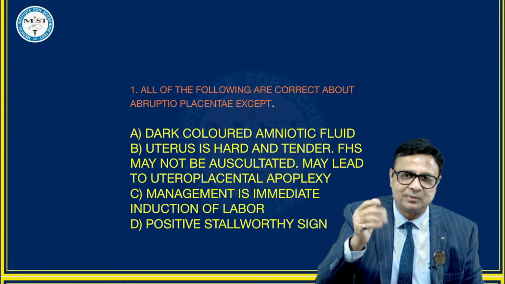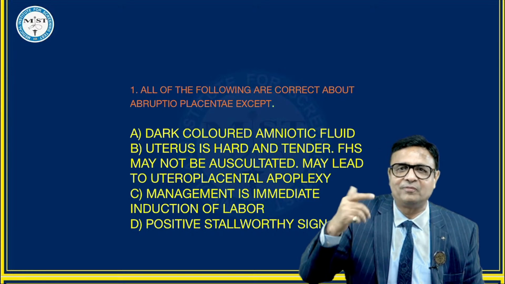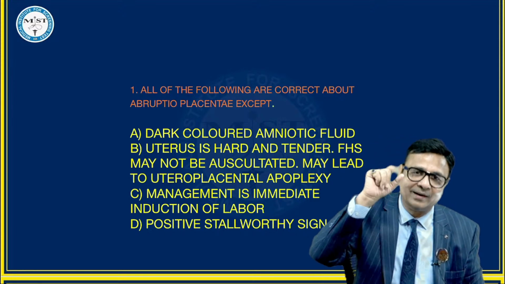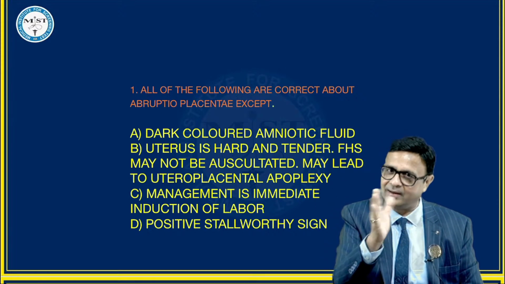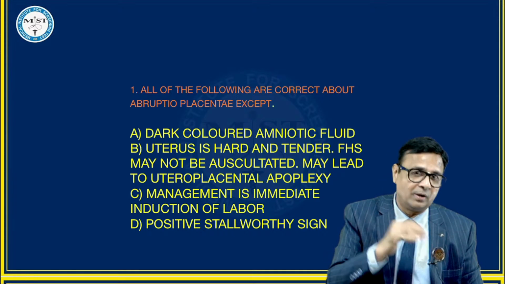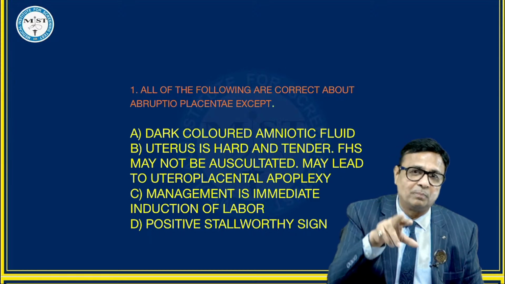Why do the abdomen and uterus feel hard and tender after separation of placenta? Because of release of thromboplastin. Thromboplastin gives dark color to amniotic fluid, and thromboplastin makes the abdomen and uterus hard and tender. So this is the correct statement. Fetal heart sound may not be auscultated because the abdomen is hard, and it may lead to uteroplacental apoplexy.